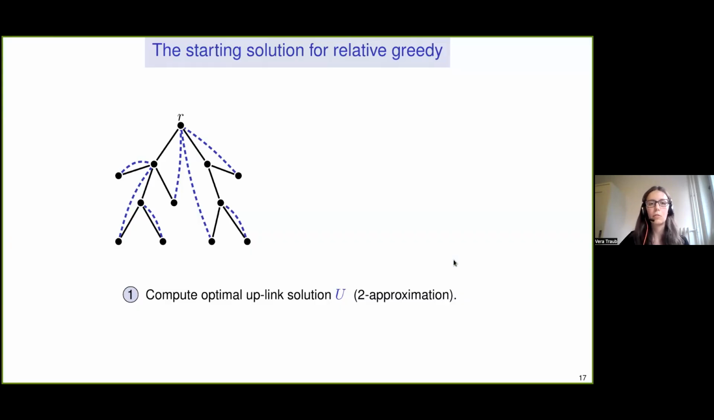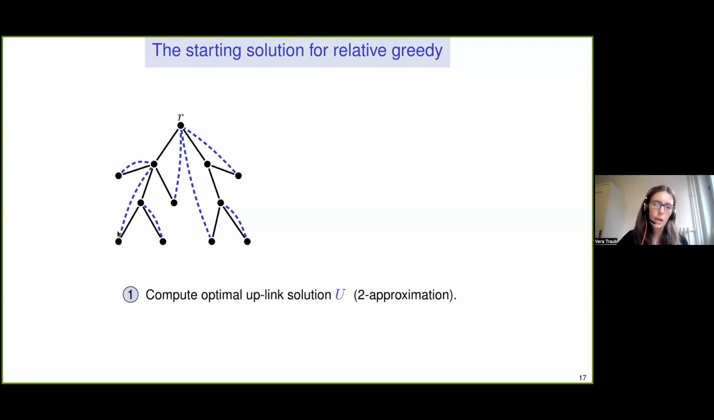So let's make this more concrete. In the case of weighted tree augmentation, the solution we start with is the following. In order to obtain the starting solution, we first compute an optimal uplink solution, which is a 2-approximation. So this just means we apply this 2-approximation algorithm that I just showed you a minute ago.